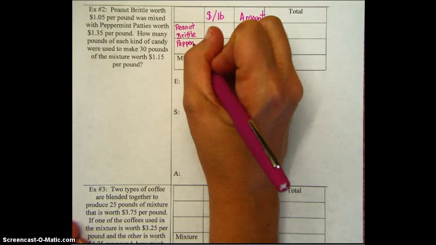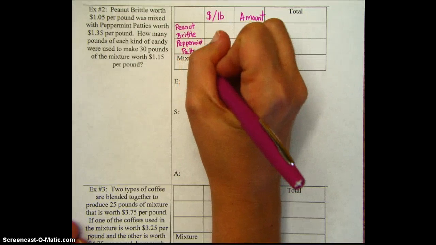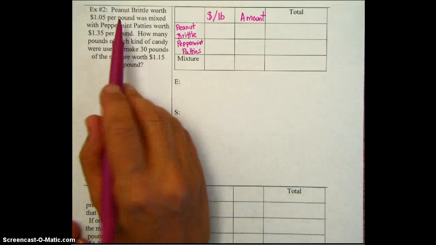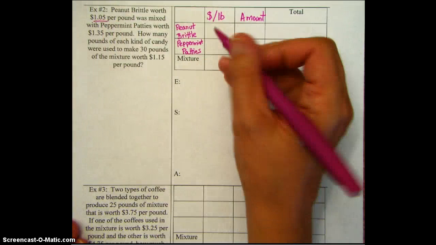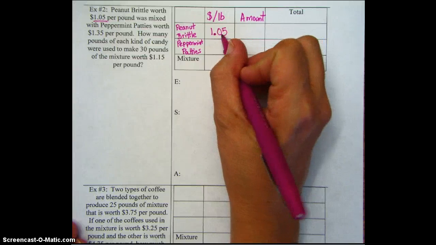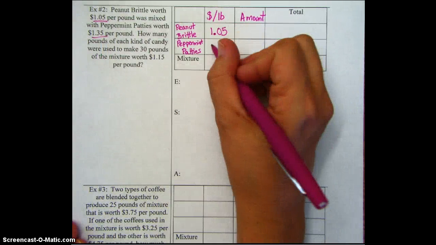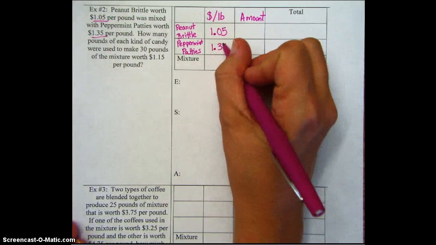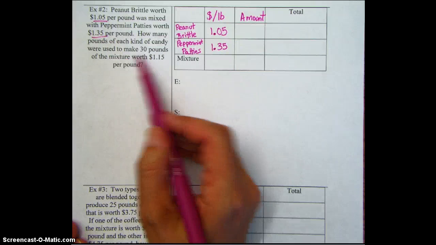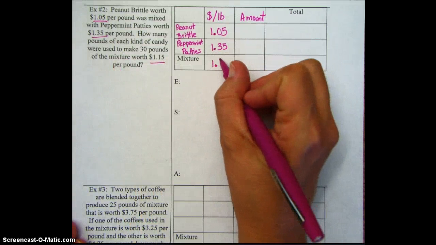It is okay to abbreviate those if you would like. Rereading the problem, it tells you that peanut brittle is worth $1.05 per pound. So we will come to the chart and put $1.05. Then it says peppermint patties are worth $1.35. If you look at the question, it tells you that the mixture is now worth $1.15 per pound.